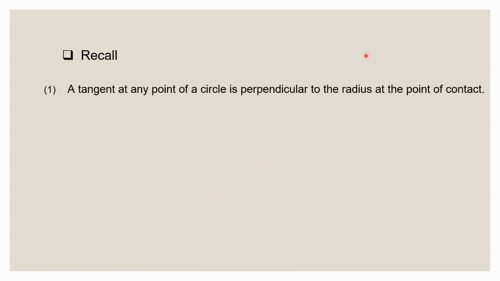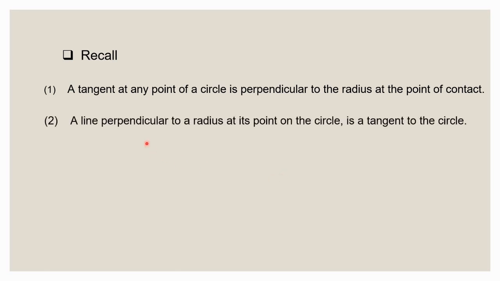Let us recall what we have studied in our previous video. First, a tangent at any point of a circle is perpendicular to the radius at the point of contact. This is the tangent theorem. Second, a line perpendicular to a radius at its point on the circle is a tangent to the circle. This was a converse of tangent theorem.